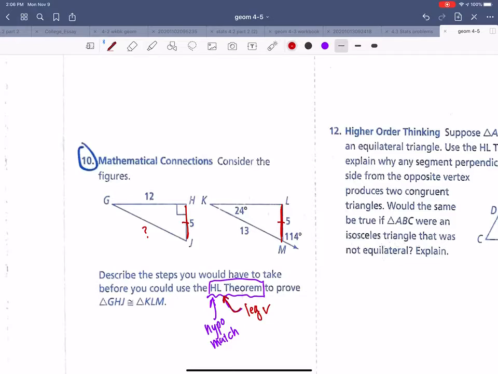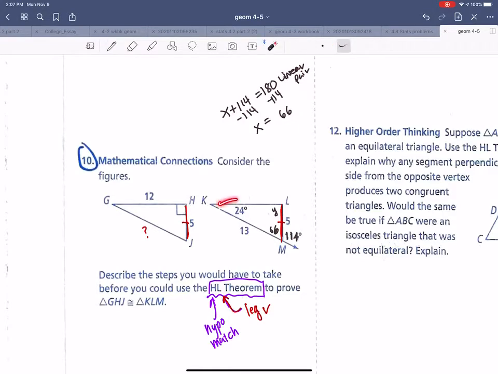There are a couple of pieces of information we could figure out though. Notice this is 114, so that would mean this angle here, I guess I could call that x. Those two would add up to 180 because that's a linear pair. So if I subtract 114 from both sides, I get 66. So this has to be 66. And this, I guess I'll call that y. It looks like 90, but let's confirm that.